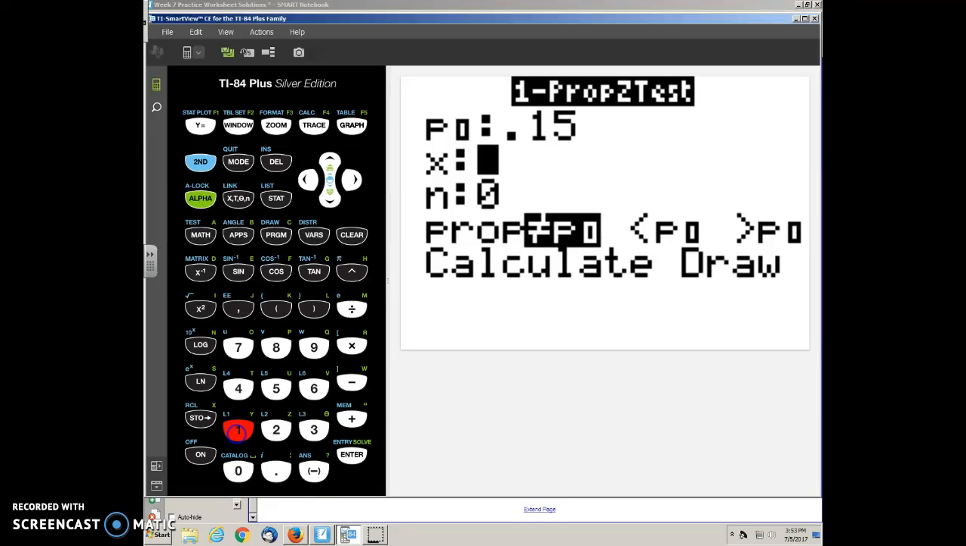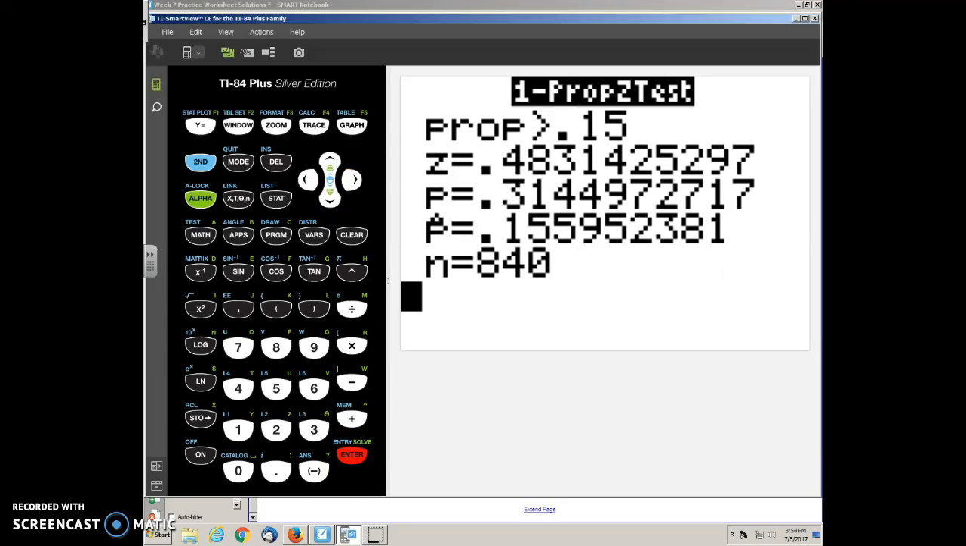X is 131. It's the number of people in the survey who actually use the email. 840 is n. That's the number of people surveyed. This is a right-tailed test, so you have to enter all that information in and then go to calculate, and it gives you everything you need. So you could see z equals 0.48. There it is. We just calculated that.